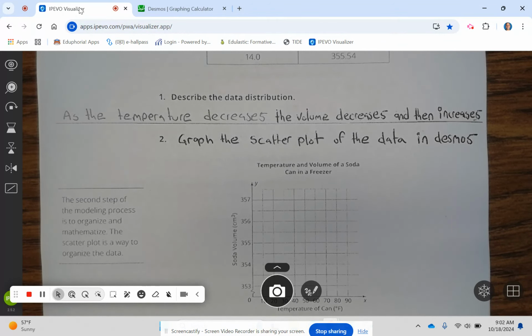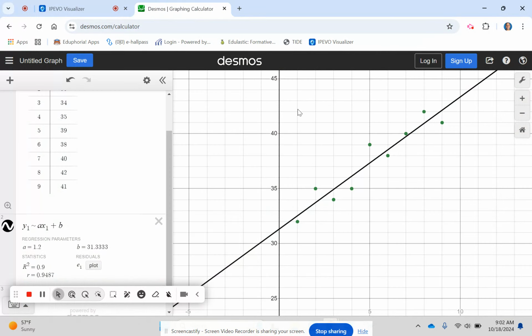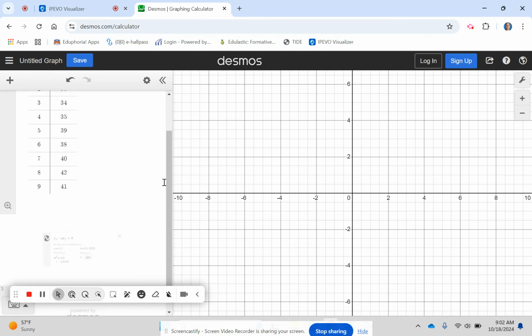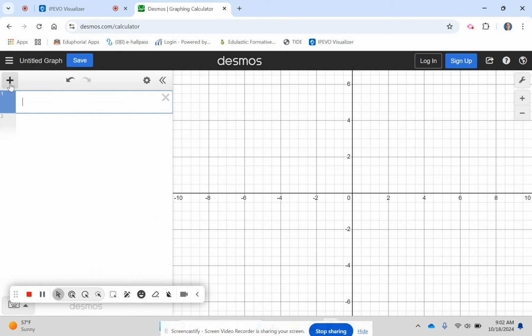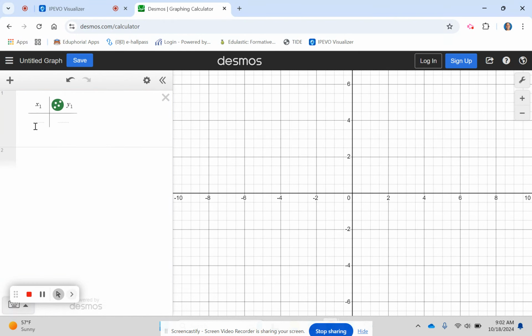All right, let's take a look at 2. Graph the scatter plot of the data in Desmos. All right, so let's go and do that. So I'm going to go to Desmos. You always want to press the home screen when you're starting a different graph. Exit out of that, plus sign, table.